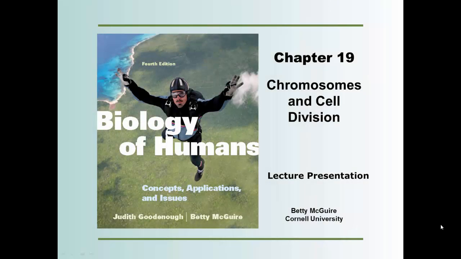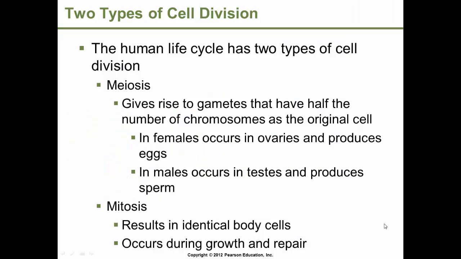Chapter 19, Chromosomes and Cell Division. There are two types of cell division in the human life cycle: meiosis and mitosis. Meiosis gives rise to gametes that have half the number of chromosomes as the original cell. This is termed haploid. In females, meiosis occurs in the ovaries and produces eggs, whereas in males, meiosis occurs in the testes and produces sperm.